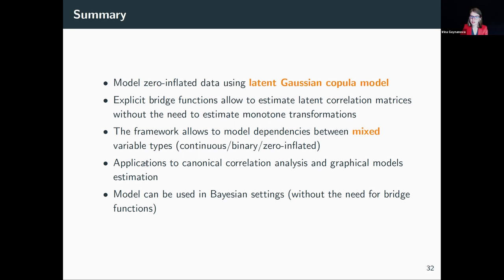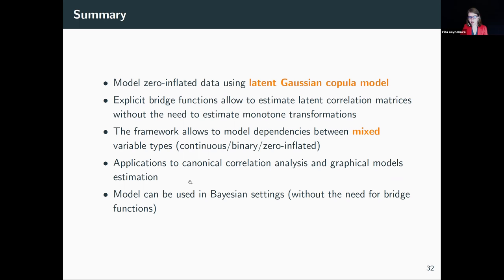You saw that it can be easily applied to canonical correlation analysis and graphical models estimation. And actually many other techniques: if you have a method that just relies on the sample covariance matrix, then the mechanics is actually very straightforward. Instead of that sample covariance matrix, you plug in this new rank-based estimator for latent correlations. And finally, I think I still have some time.